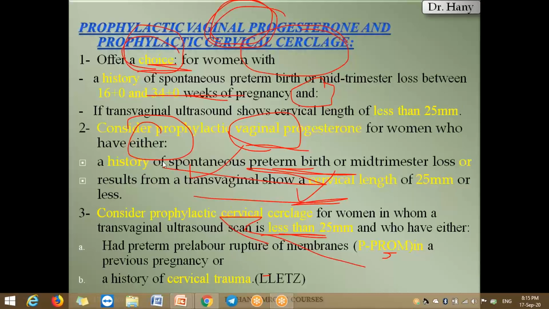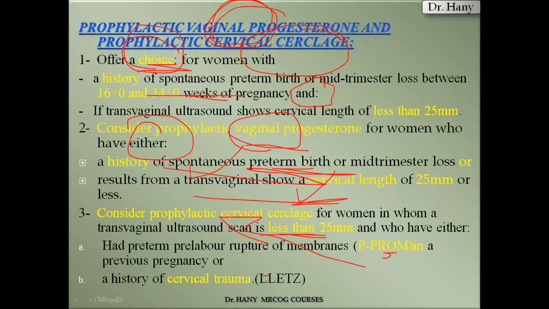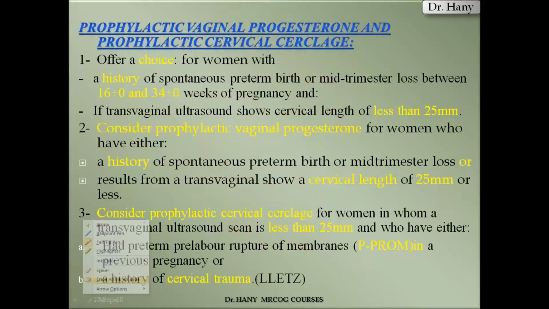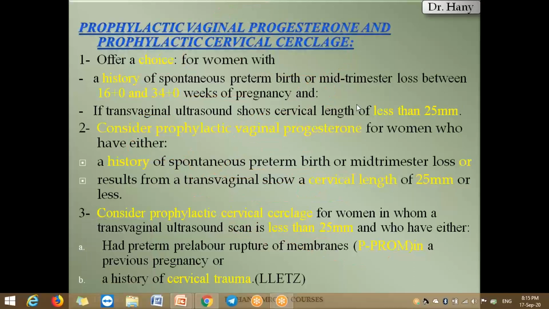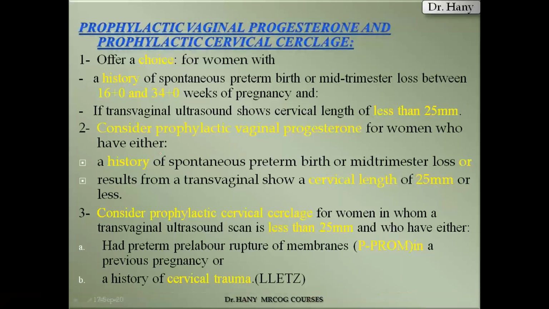I will move to another trick. Sir, just a small point. Everywhere it is written less than 25, it should be less than or equal to 25 mm. Yes, it should be less than or equal to. If more than 25, it's not preterm labor. Less than or equal, no problem.